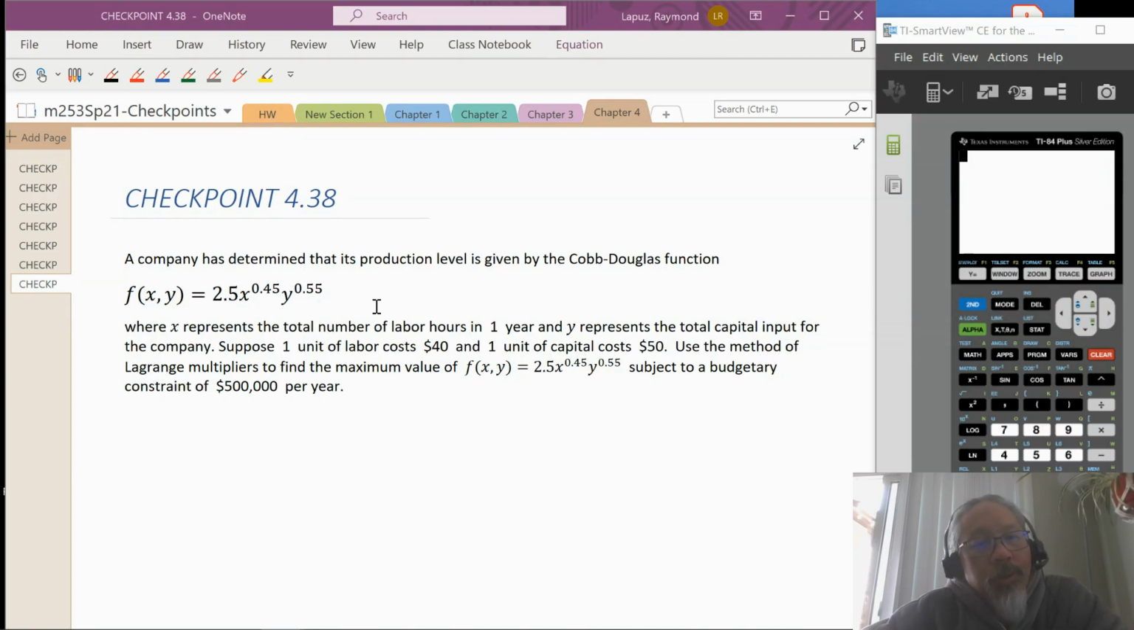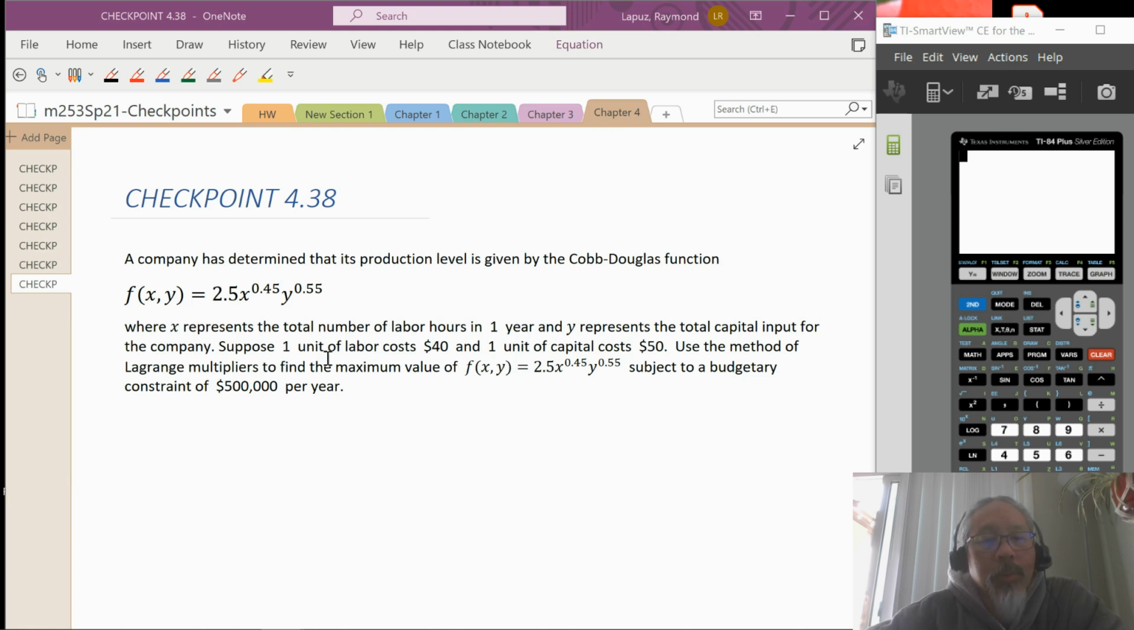Hi there, we're doing checkpoint 4.38. We have a company who determined that their production level is going to be given by the Cobb-Douglas function f(x,y) = 2.5 x^0.45 y^0.55, where x represents the total number of labor in 1 year and y represents the total capital input for the company in a year.